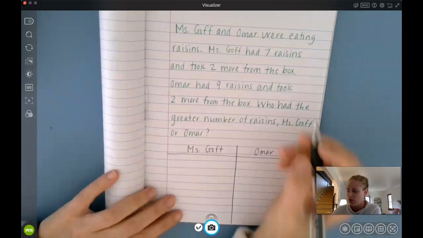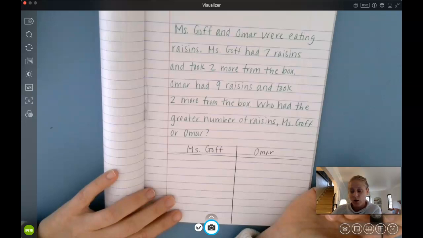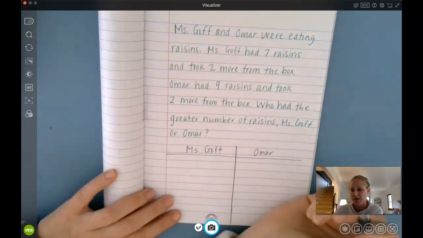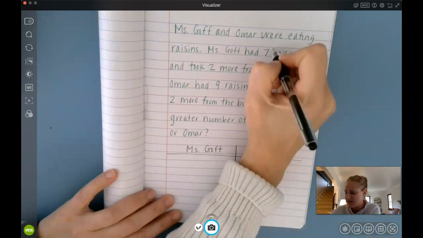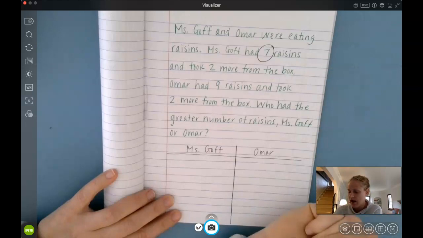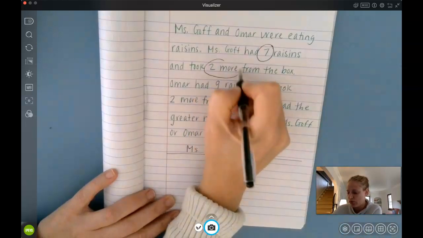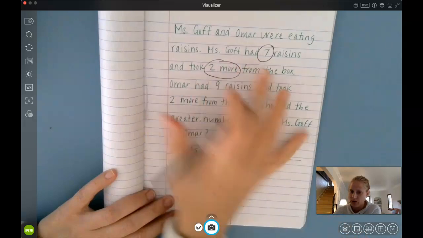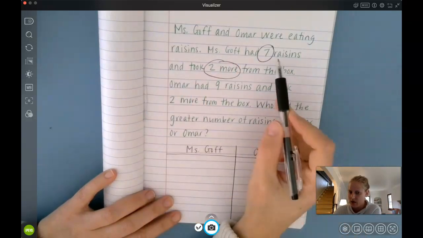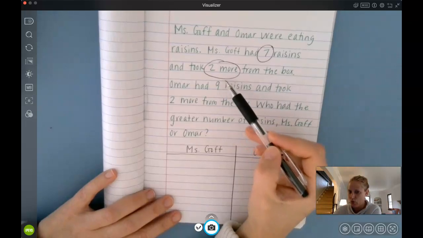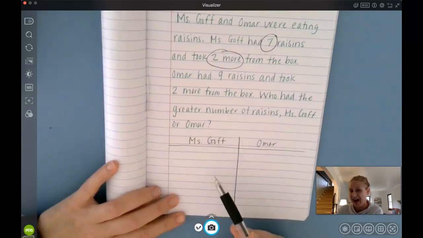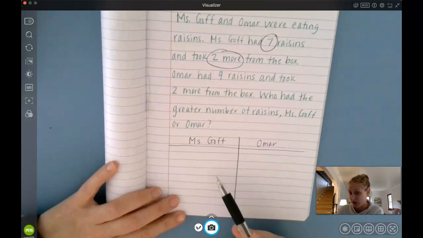Okay. We know that Miss Goth and Omar are eating raisins. Let's circle some numbers that can help us remember and think about what we need to draw. Miss Goth had 7, and then she took 2 more. Let's stop right there. If Miss Goth had 7 and then she took 2 more, let's stop and figure out how many raisins I had. Okay?